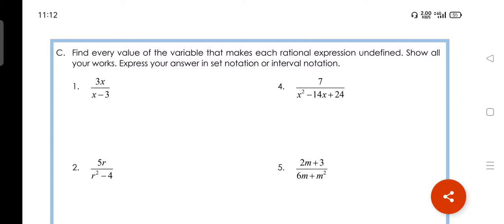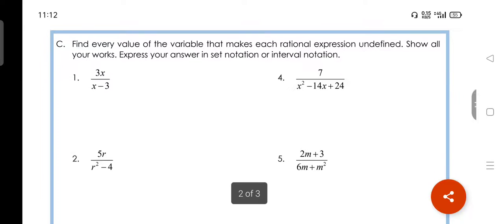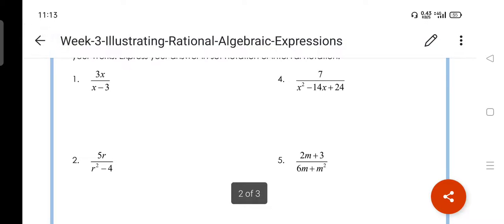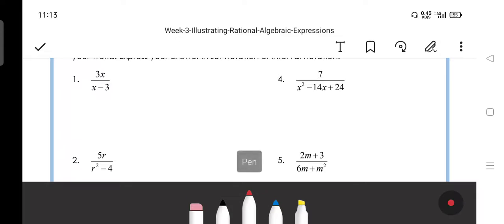But how are we going to do that algebraically? And how are we going to express our answer in the correct form? So to start with, let us have problem number 1. Given 3 over x minus 3.